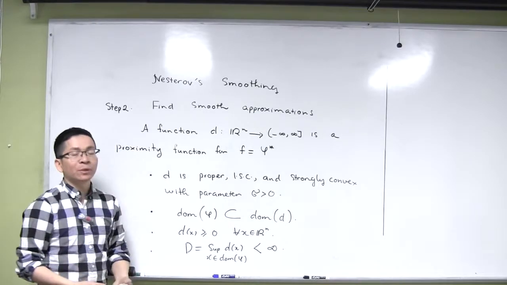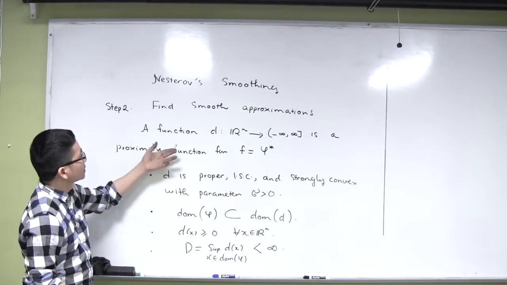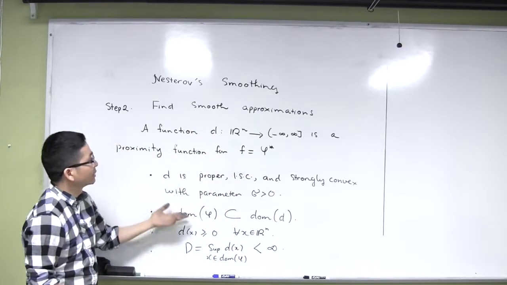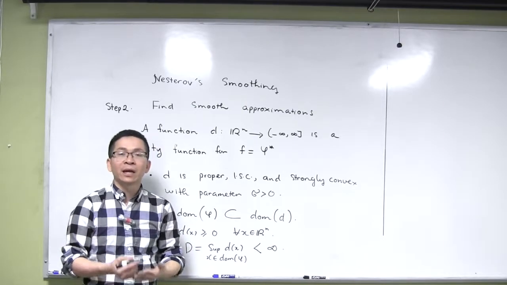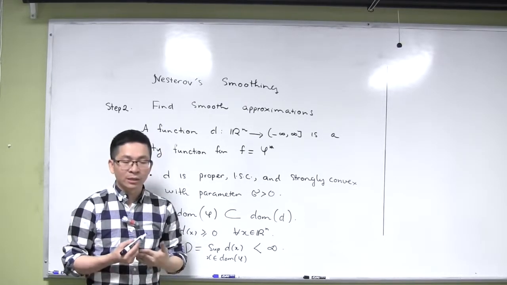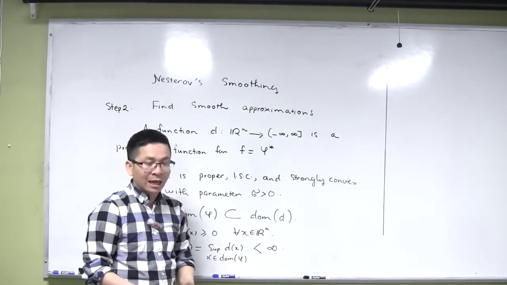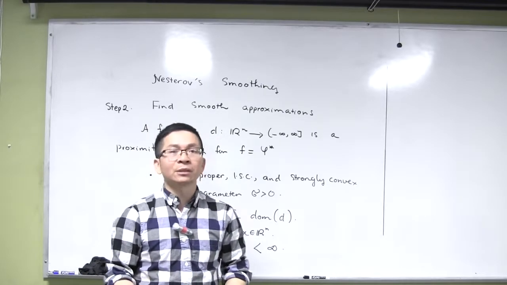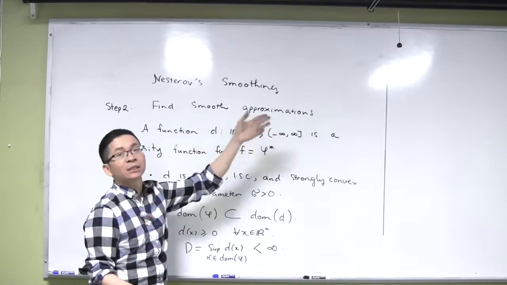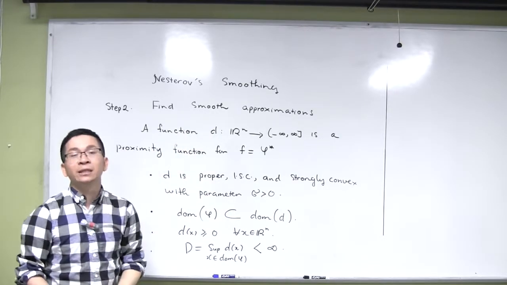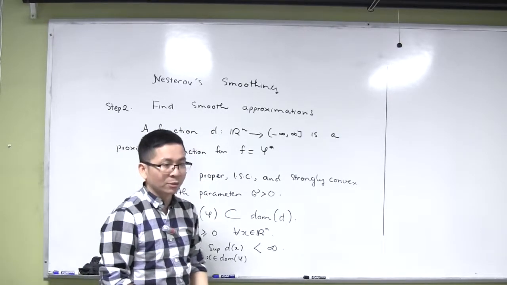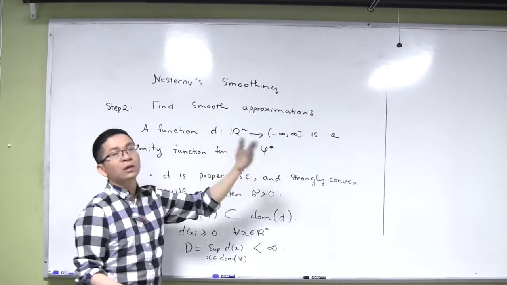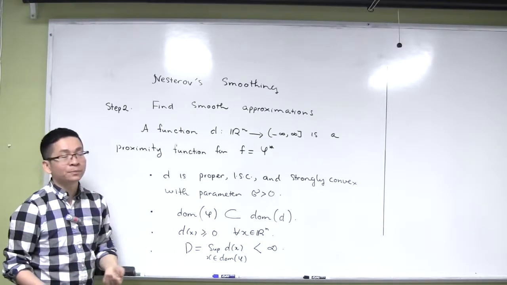And in the first step, we have seen that using a proper lower semi-continuous and strongly convex function D, we are able to build a family of smooth functions. However, how can we guarantee that this family of smooth functions gives smooth approximations for the function f under consideration? To accomplish that goal, we have to make sure that D satisfies more properties as given below.